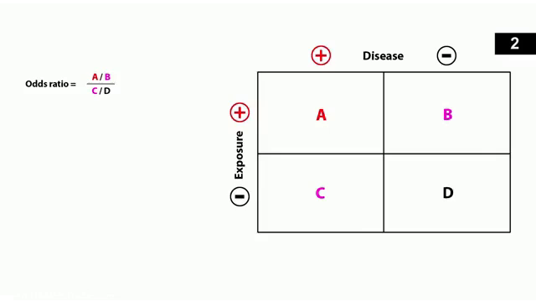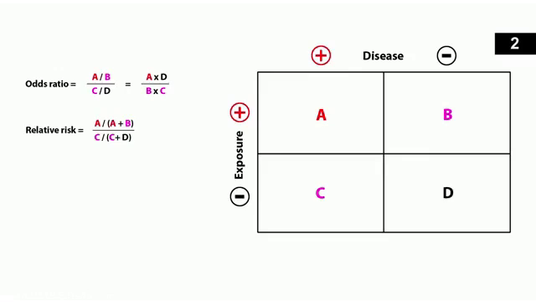Next, what are the equations for odds ratio, relative risk, attributable risk, and number needed to treat? So odds ratio is going to be A over B divided by C over D. Or you can say AD divided by BC. Or then again, another way of writing the same thing is going to be A over C divided by B over D.